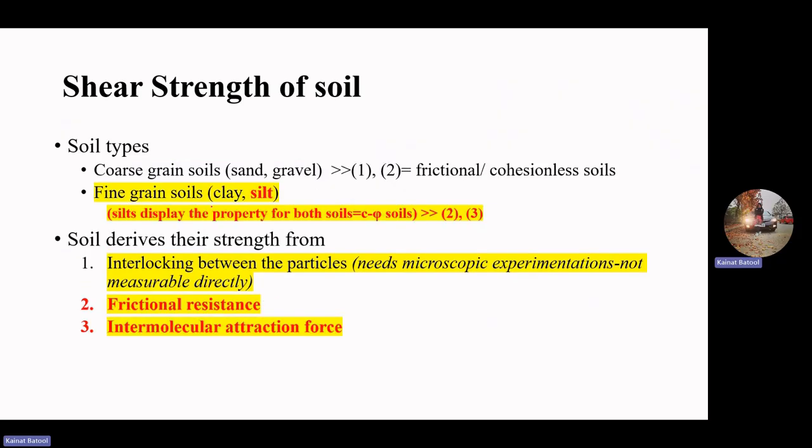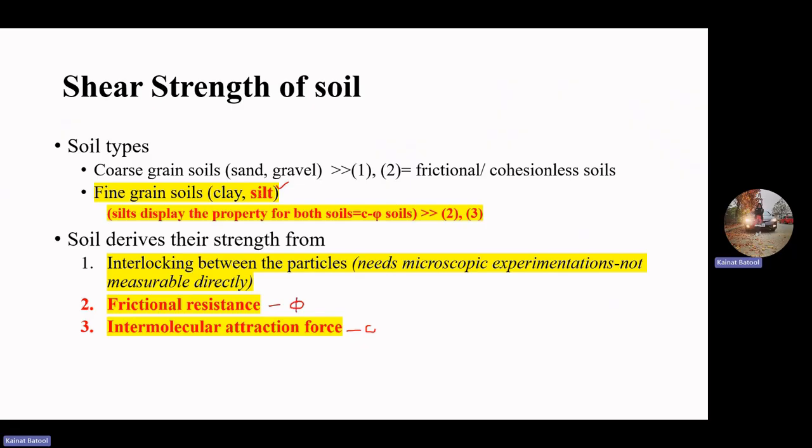Okay. Now, coming towards the second type, the fine grained soils. We had discussed this before as well, that clay and silts are different when it comes to behavior. So, we will take both of the soils separately. Firstly, we will consider the case of silts. Silts display the properties of both soils, that is, the C and phi soils. Remember that we have said this as C and this as phi soil.